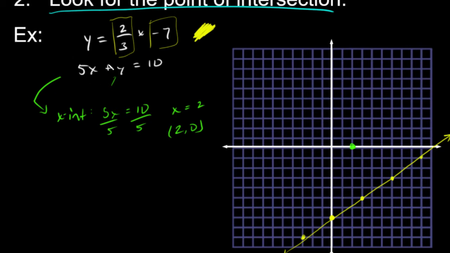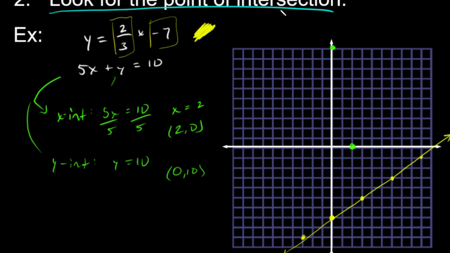And then your y-intercept, we've done all this before. Your y-intercept, you plug in 0 for x, so 5 times 0 is 0, so it'll just be y equals 10. And so your y-intercept is (0, 10). Hopefully this is ringing a bell. And so I plot that.